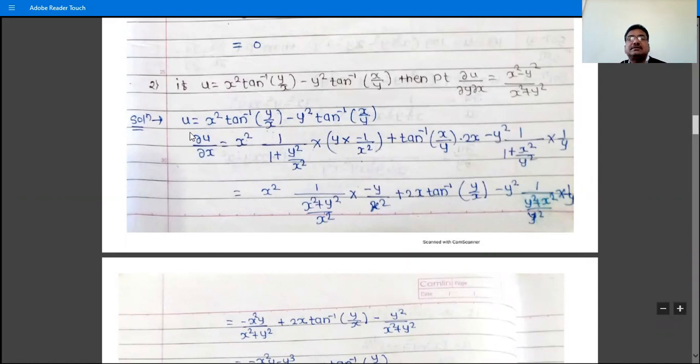So u is this, and then what is ∂u/∂x? First, what is ∂²u/∂y∂x? It is ∂/∂y of ∂u/∂x. That is, first find ∂u/∂x, and then find its derivative with respect to y.